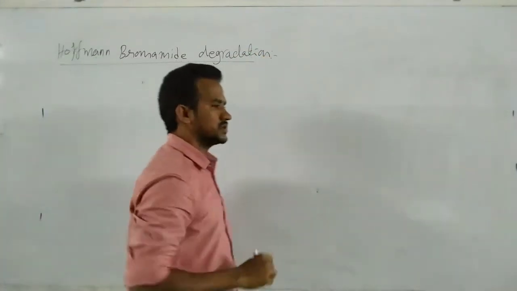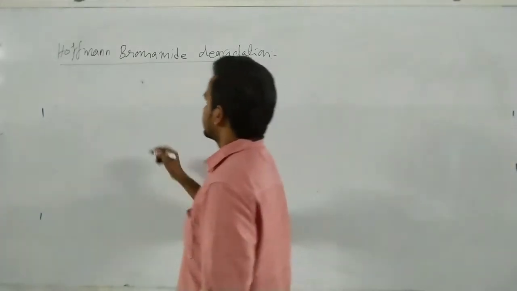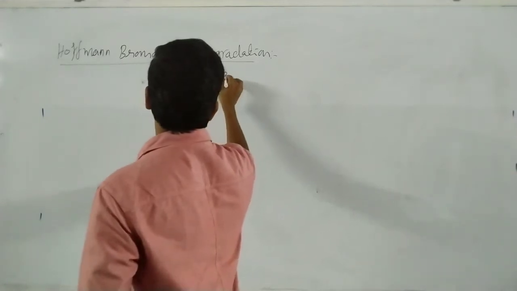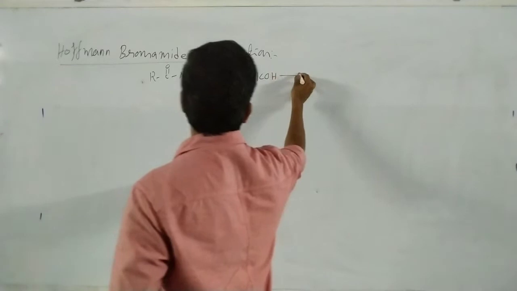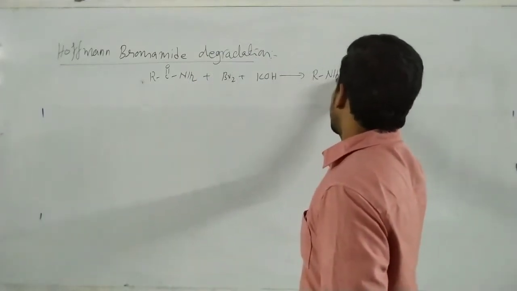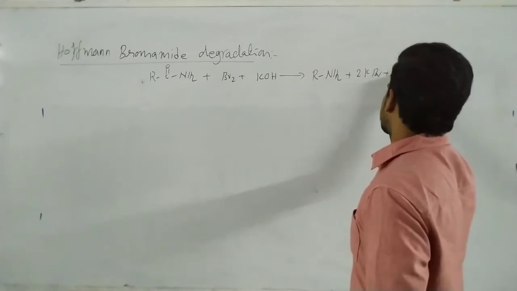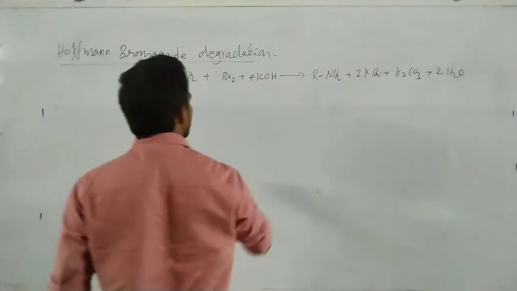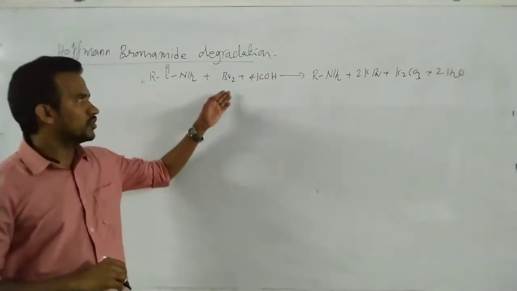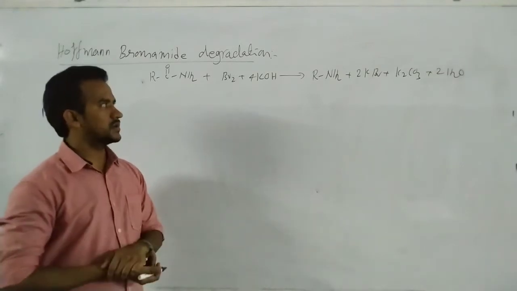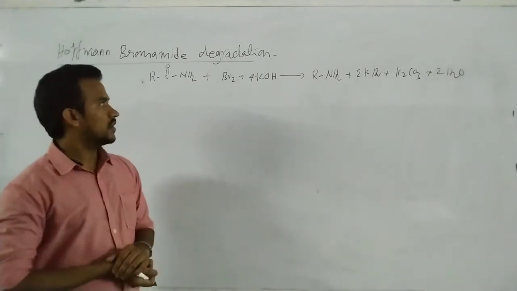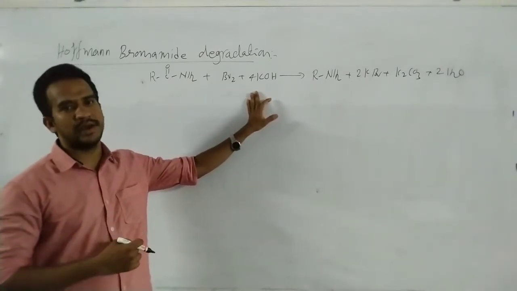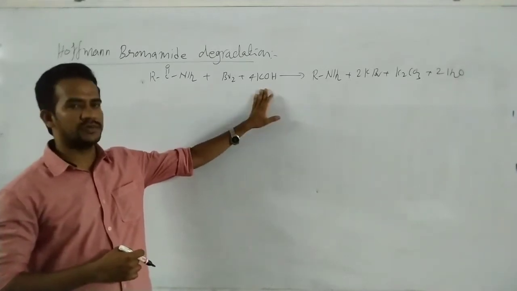In the Hoffman bromamide degradation reaction, the primary amide RCONH2, on treating with Br2 plus KOH, is converted to primary amine plus 2 KBr plus K2CO3 plus 2H2O. There are 4 moles of KOH and 1 mole of bromine. That is the previous JEE Main question in 2016: how many moles of bromine and KOH are consumed? 1 mole of bromine and 4 moles of KOH.